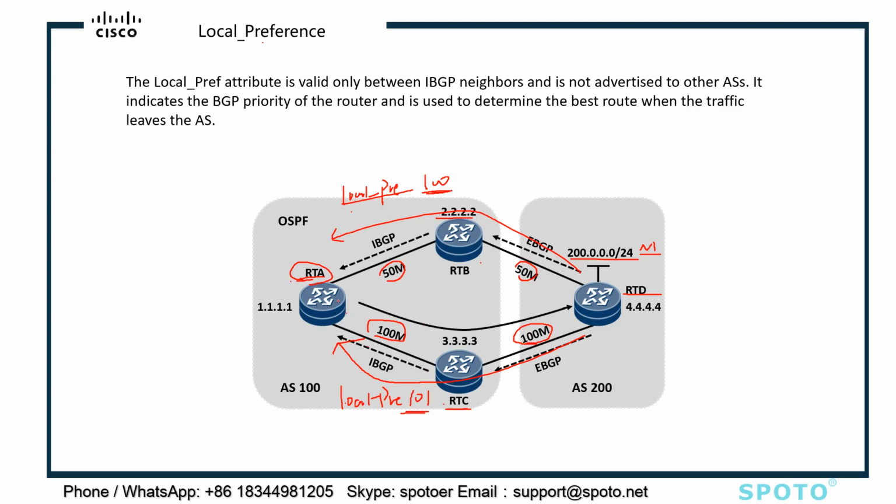So we can see the route will leave AS100 to AS200. We need to know the local preference is used to control the traffic that leaves the AS. The default value of the local preference is 100, and the higher the value, the higher the priority. This value can only be transmitted within one AS. It means that if RTB sends a route to RTD carrying the local preference, we can't use it. Local preference can only be transmitted between iBGP neighbors. We also need to remember this. This attribute is used to control the traffic that leaves the AS.